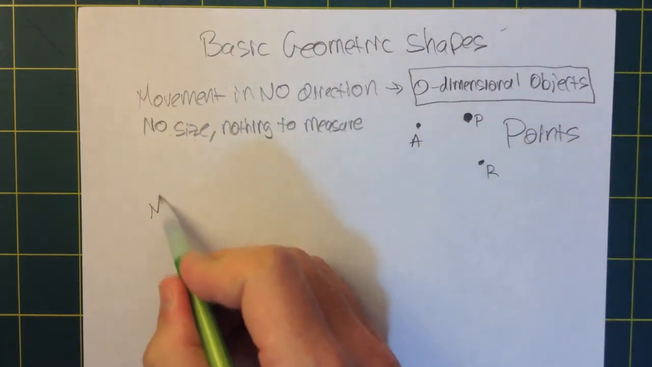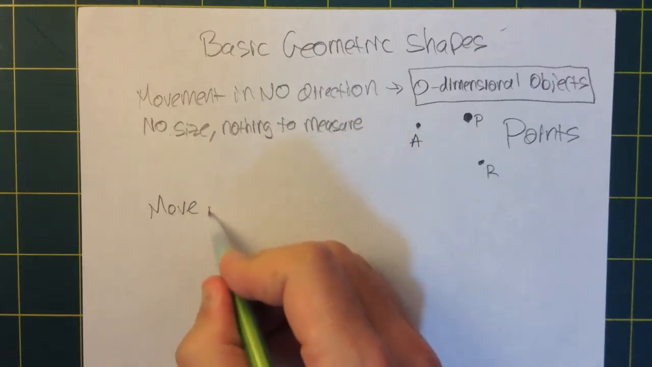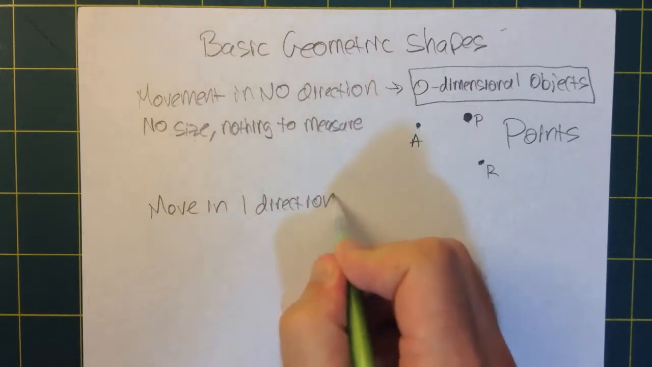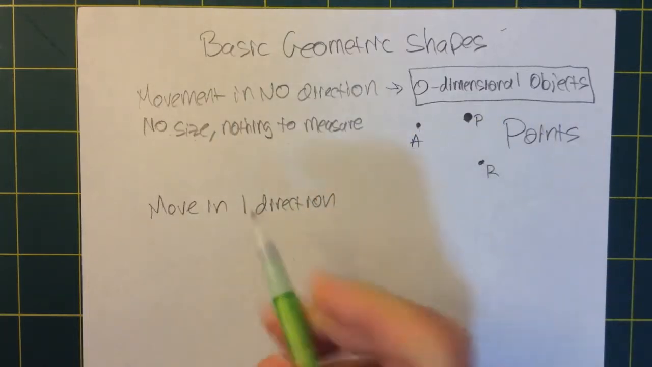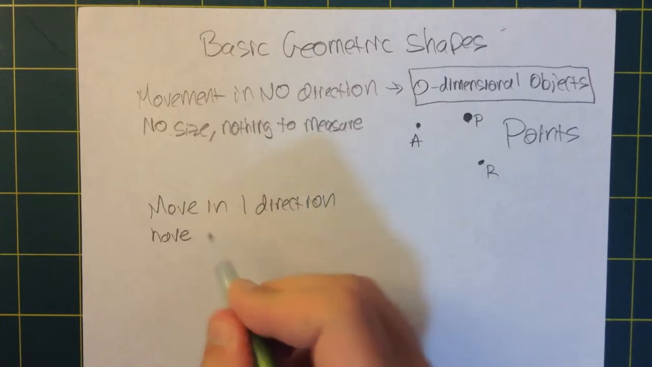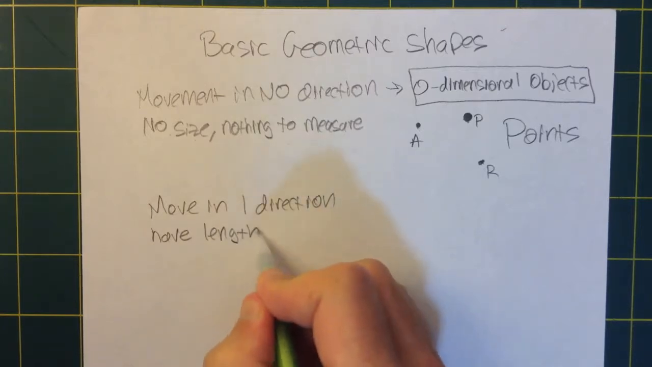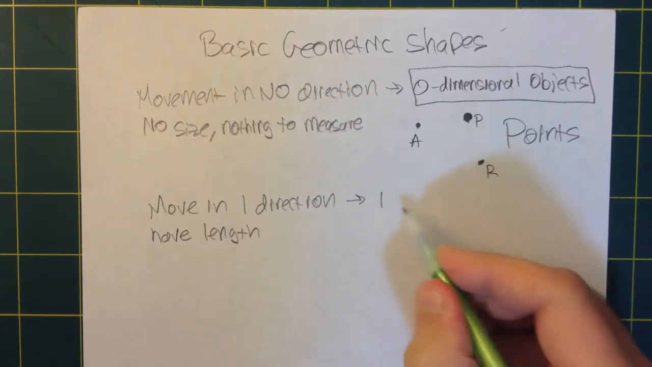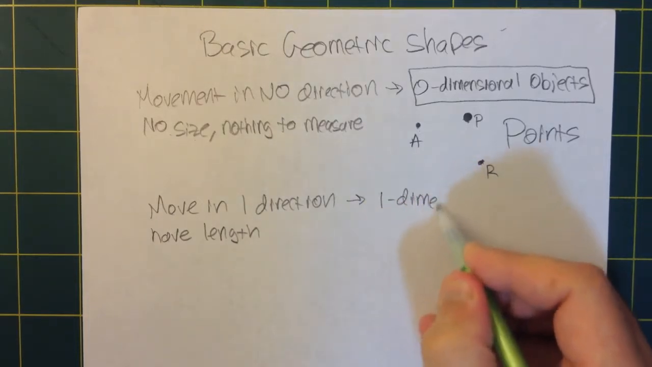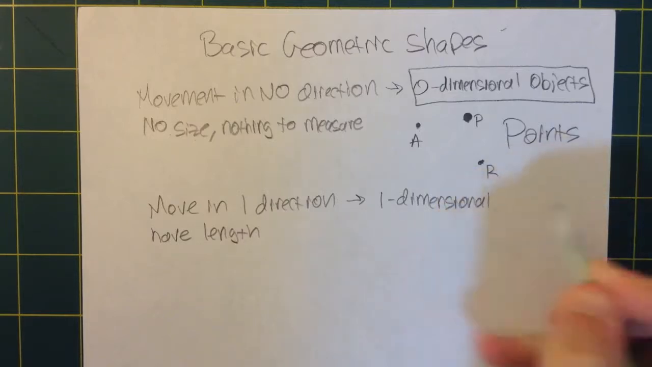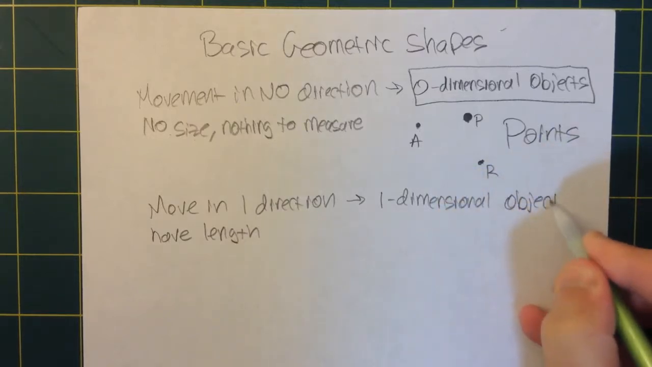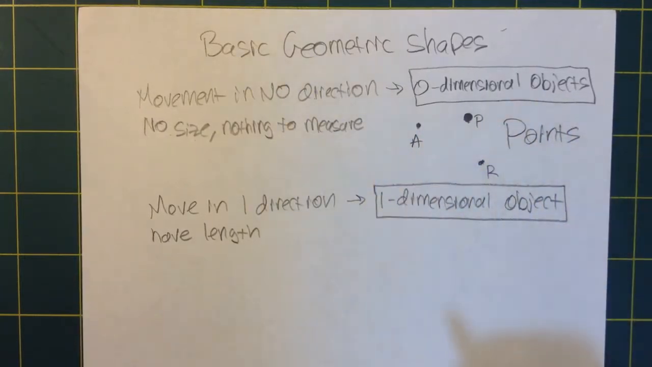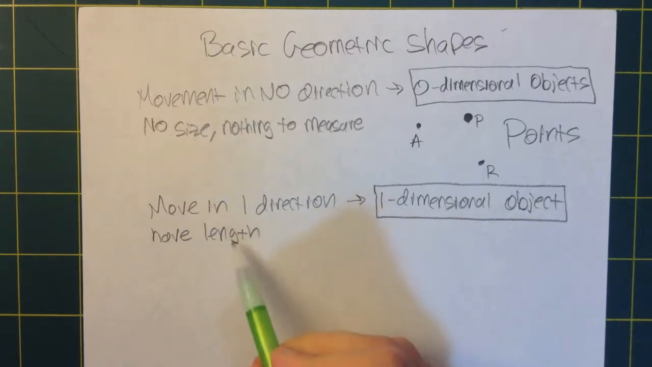The next category is if you are allowed to move in one direction. In this case, if you are moving in one direction, you have length. And if you're moving in one direction, we're going to call you a one-dimensional object. There are three categories for these one-dimensional objects that all have length.